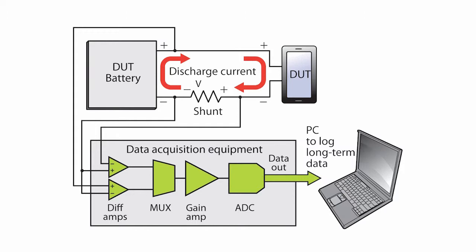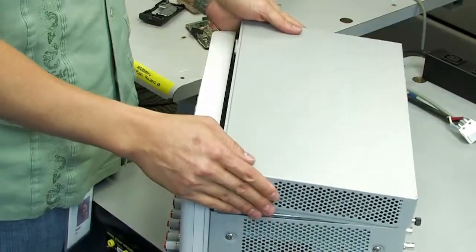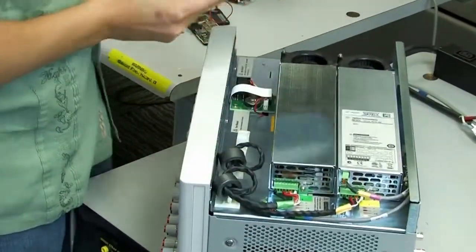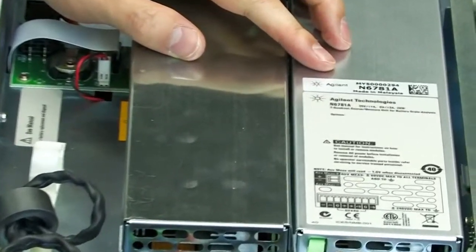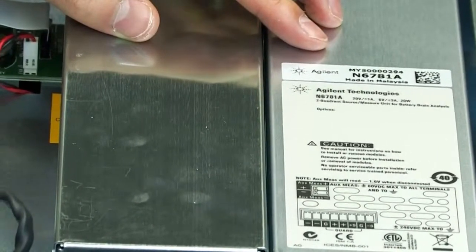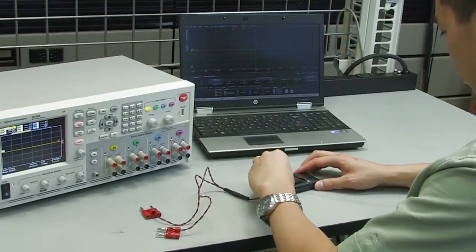A second independent measurement channel is also needed to log the battery voltage simultaneously with the current. Together, they provide the key insights necessary from a battery rundown test for analyzing and optimizing the runtime of the device. We conducted a battery rundown test on a GPRS smartphone using an Agilent N6781A 2-quadrant source measure unit to log the battery rundown voltage and current.